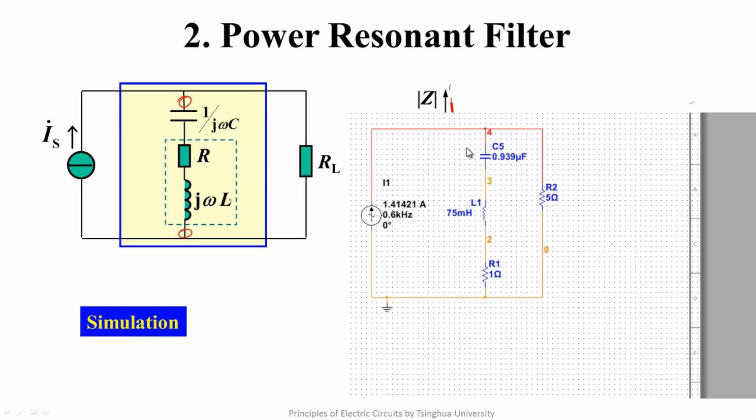The current with a frequency of 600 Hz mainly flows through this branch. For the current with other frequencies, this branch represents larger impedance, so these currents all flow through the load. This realizes the function of eliminating the 600 Hz harmonic current. Let's start the simulation.